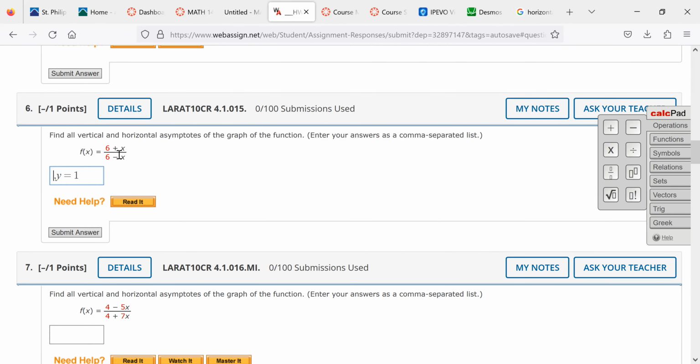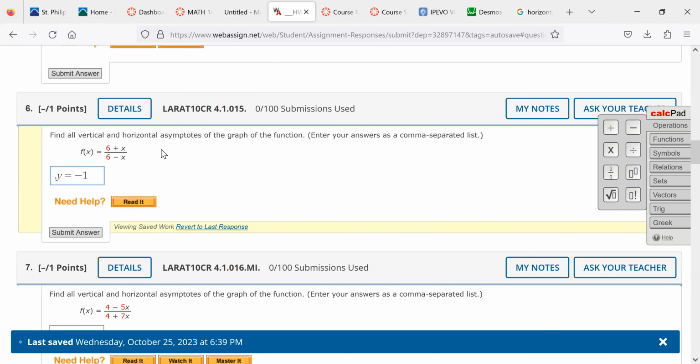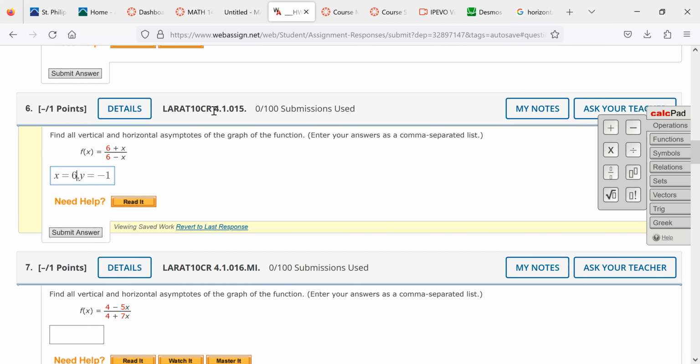That one's not that interesting. What makes the bottom 0 here? Oh, you're right. 1 over -1, which is negative 1. Thanks, good catch. What makes the denominator 0? 6. So you would say x equal to 6 is your vertical asymptote.